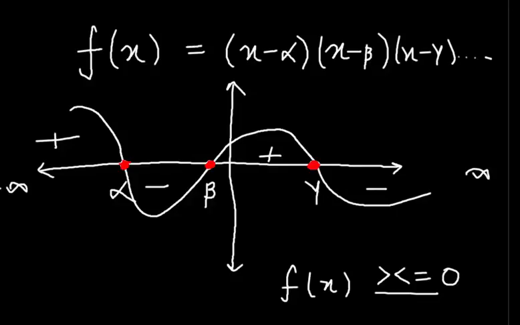Now the actual sign is not that important. What I am really arguing is that the sign of the function remains constant within an interval which involves the roots as the endpoints. So the sign is negative in this complete interval, the sign is positive in this complete interval from beta to gamma. Similarly, the sign is negative in this complete interval.